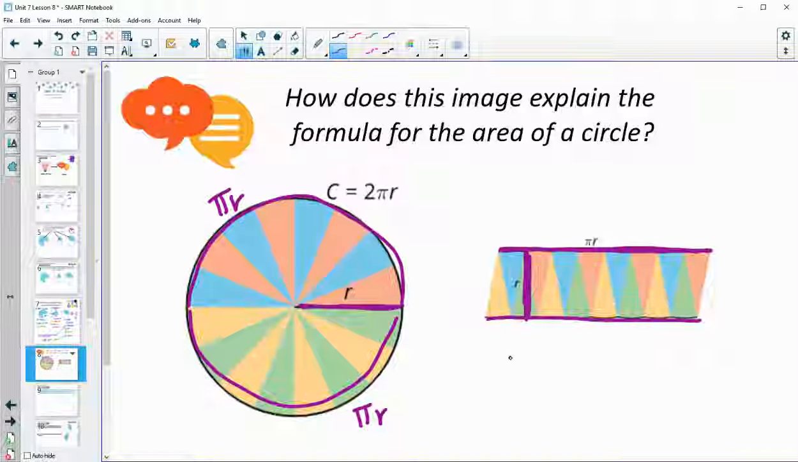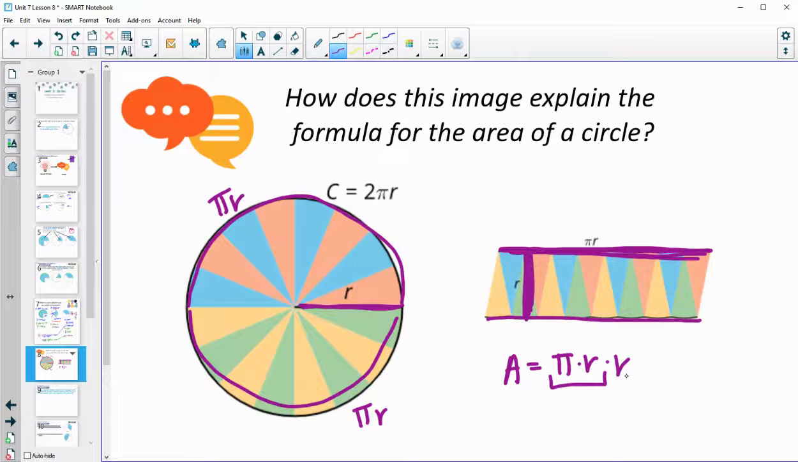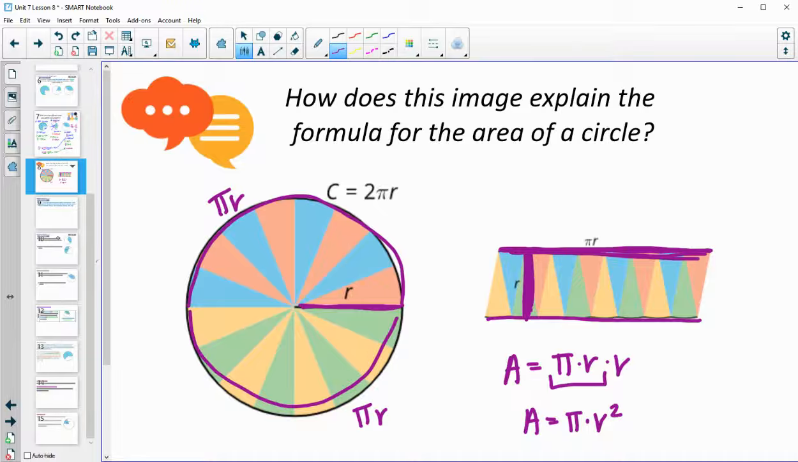So then if you think of doing the area of this parallelogram, it would be pi times r. So pi r times the height. So base, which is pi r, times the height r. So then r times r would be r squared. So that kind of gives you an approximation for the area of a circle.